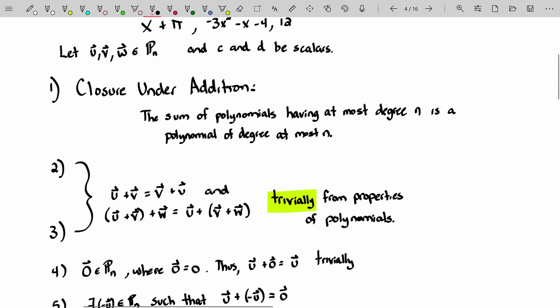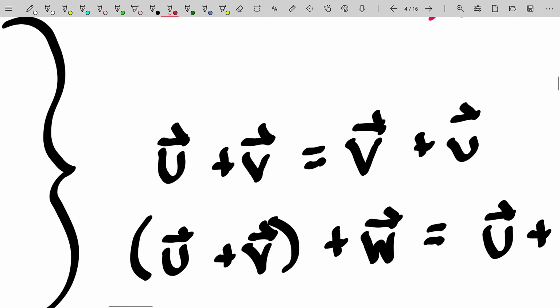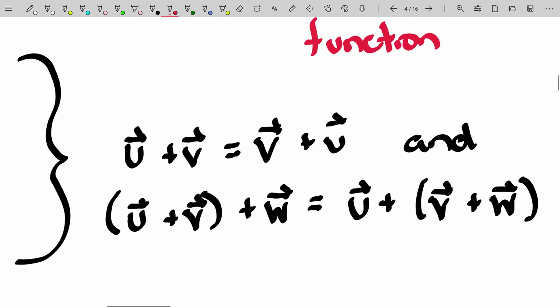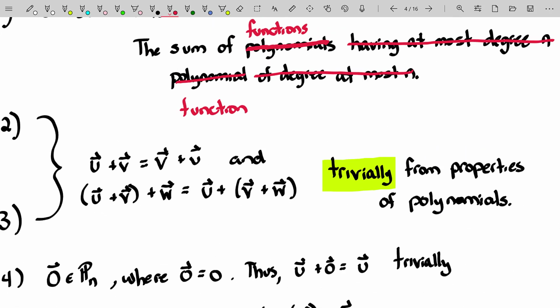Well, replace polynomials with the word functions. We don't care about degrees here because, again, these functions do not have to be polynomials. They can be trig functions or logarithmic functions or exponential functions or radical functions. Doesn't really matter. But the sum of functions is a function. We know that from our previous algebra work. If you add the function u to the function v, it's the same thing as the function v plus the function u. Also, associativity is satisfied, so this is trivial from properties of functions.